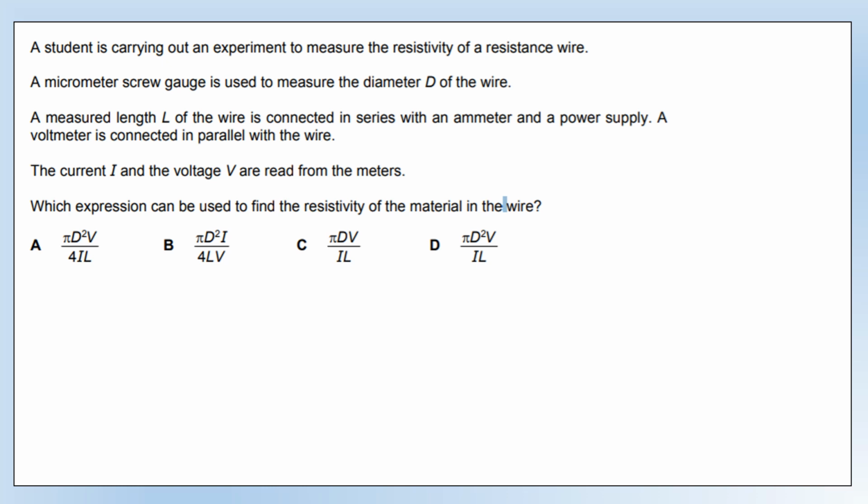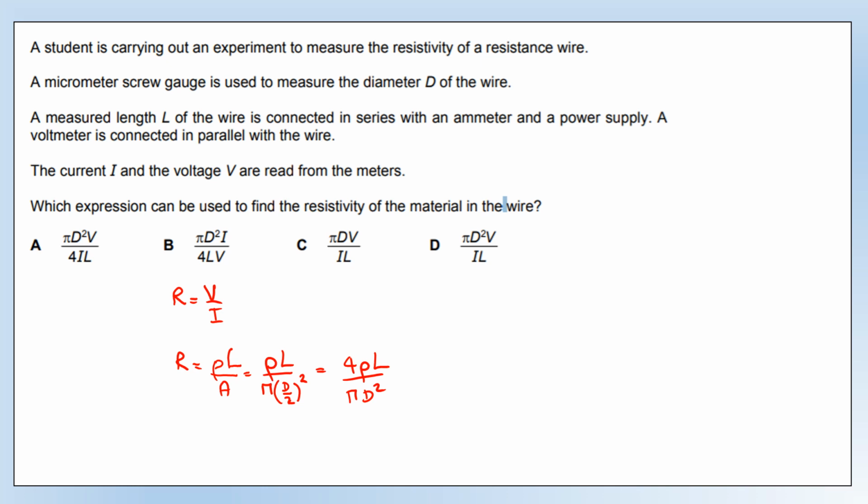So, our two equations we're going to need. Resistance is defined as voltage over current, and it's also the resistivity times the length divided by the area, and I'm going to immediately change that to pi, d over 2 all squared, which is going to give you 4 over pi d squared.